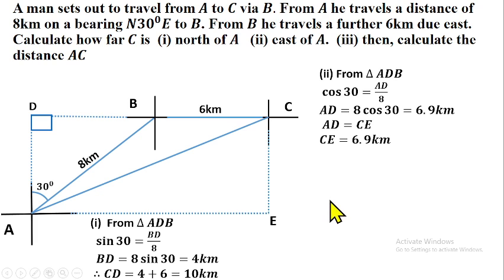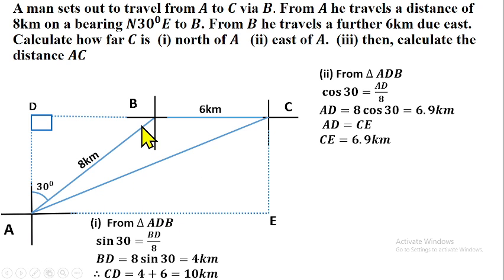Are we there? Good. The last one here, you have to calculate the distance AC. You have to calculate from here to here. Distance AC, you have to calculate next. How do we do that? That means you need to use triangle ABC. This non-right angle triangle, we have to use this triangle to find that.